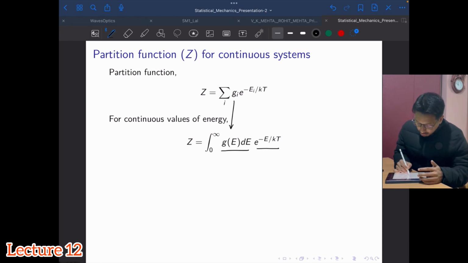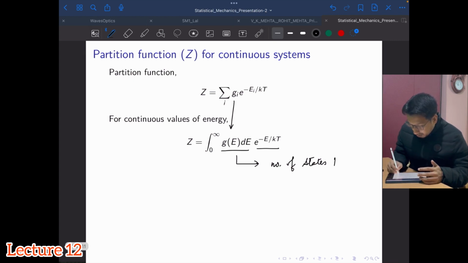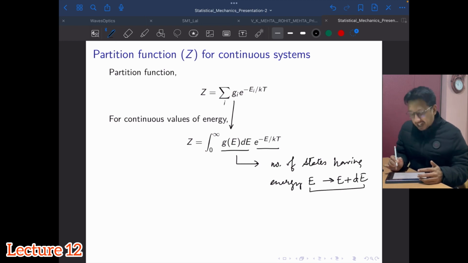So this g(E) dE represents the number of states having energy somewhere between E and E plus dE. How many states are present in this range? That is given by g(E) dE.